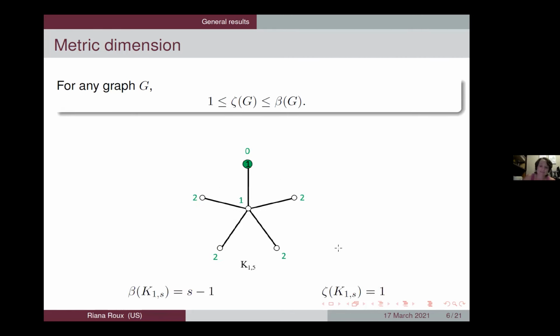But now, the localization number of a star is 1. It's played similar to the game we played with the complete bipartite graph. If we start with one probe vertex on one of the leaves, the robber can't be at the center because then we catch it. So it's somewhere at one of the leaves.